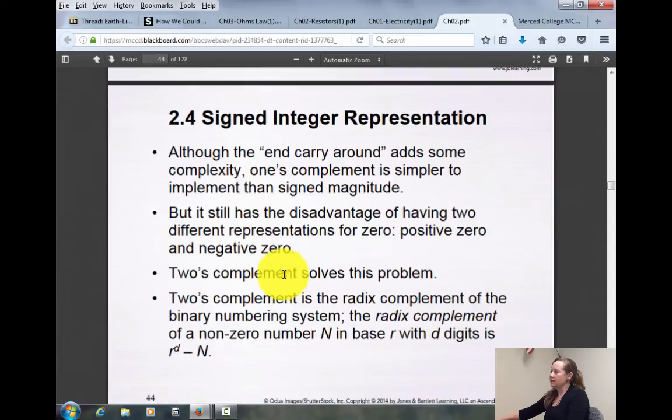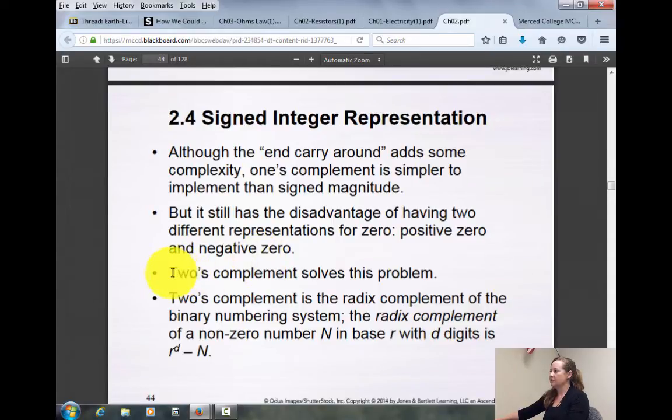So although the end carry around does add some complexity, one's complement is still simpler to implement than sign magnitude. But it still has one main disadvantage. It has two representations for 0, positive 0 and negative 0. What does negative 0 look like? 1, 1, 1, 1, 1. Right, it'd be all ones. So if you had an 8-bit number, it'd be 8 ones in a row, and that would be negative 0. Because if you switched all the 1s to 0s, that would be 0.